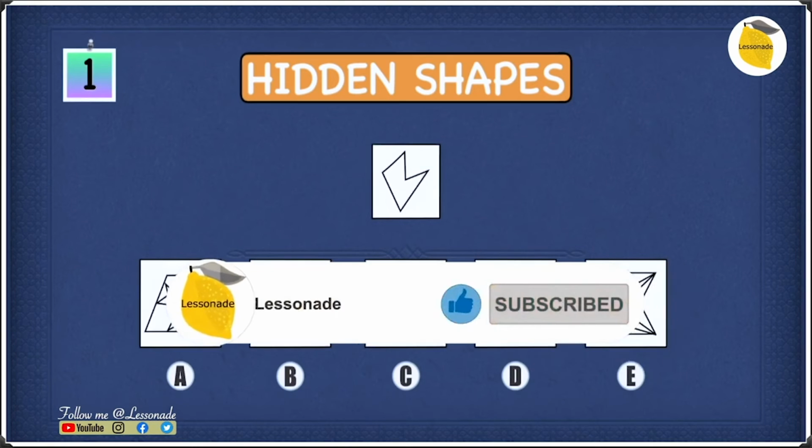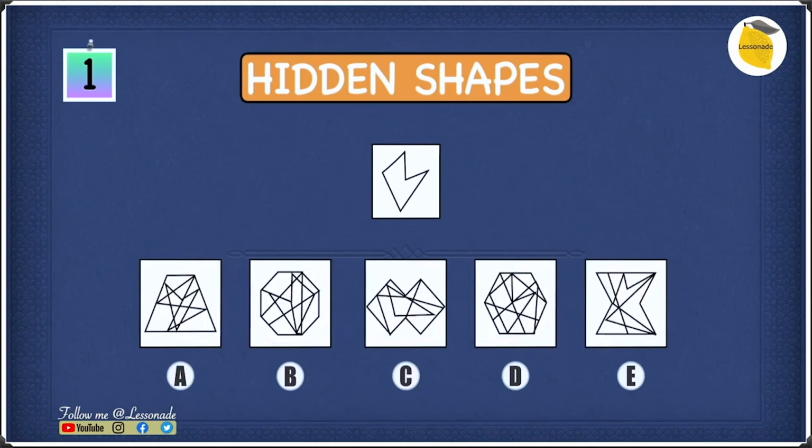Now let's have a look at this example. In this example we have a shape, and this shape has been hidden in one of the options below. We need to find which one of these options has the hidden shape. Also, this shape can be rotated when it has been hidden, but it cannot be reflected. So if we do find an option in which this shape has been reflected, then we cross the option off.